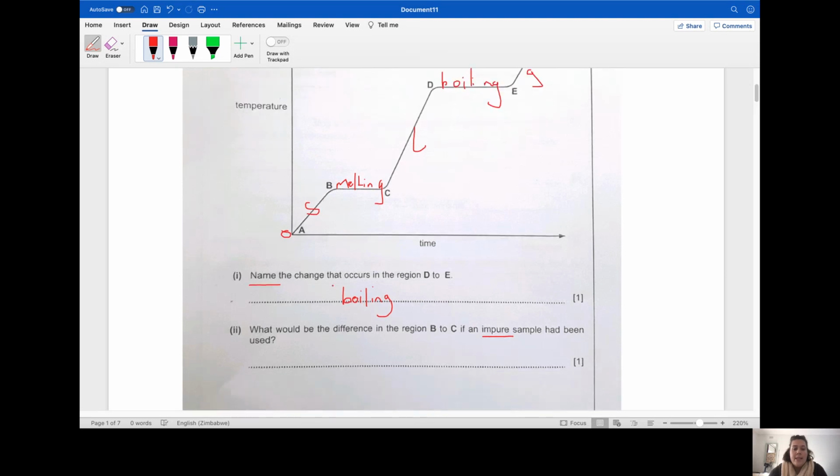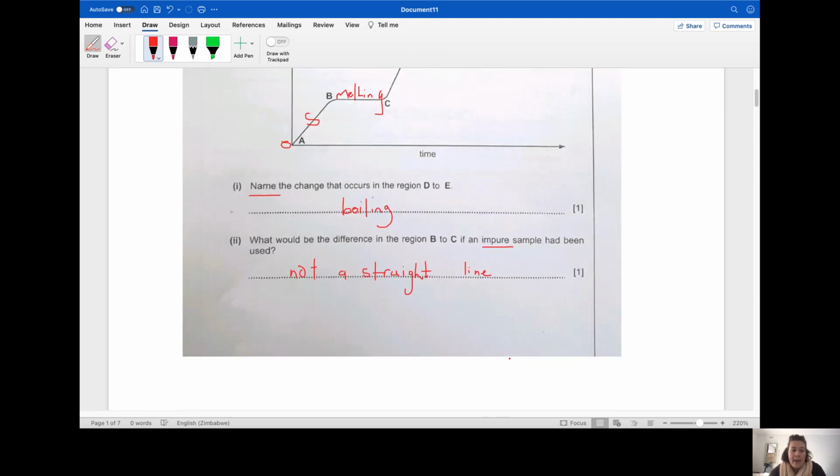Okay, what would be the difference between B and C if an impure sample had been used? Okay, the difference would be it would not be a straight line. Okay, remember, an impure substance makes it melt and boil over a range of temperatures. So it's not a straight line. Okay, 1 mark, super simple. Not that it would melt at a lower temperature. What would be the difference between the region B and C? Okay, not would it be higher or lower. They're asking you what would be the difference between the straight line. The difference is that it would not be a straight line because it's an impure sample. Okay.